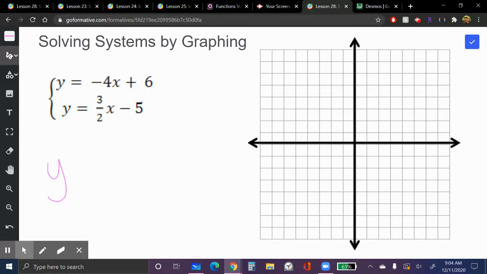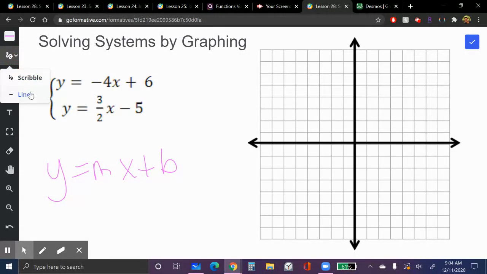So we have y equals mx plus b. Remember, this is where I start on the y-axis, right? The b value. The m is my slope. It's my rise over run, okay?